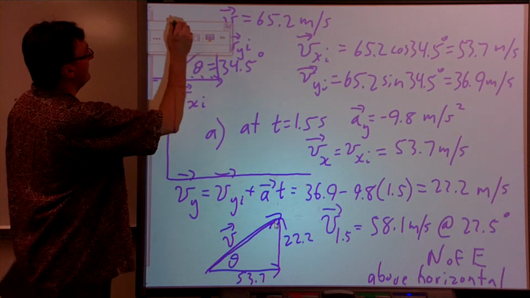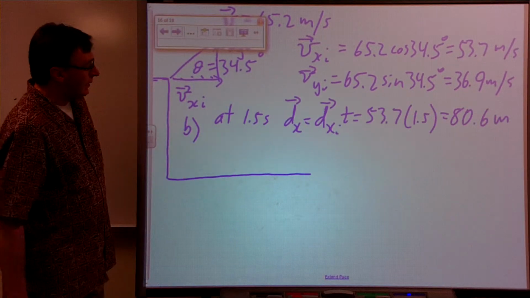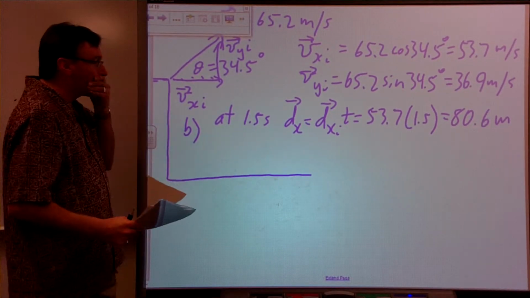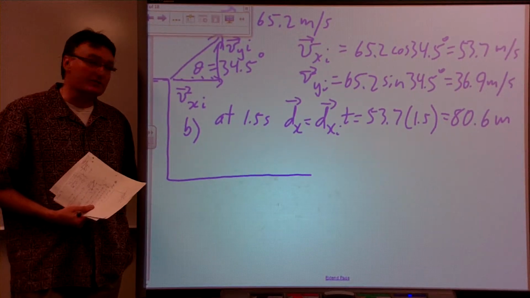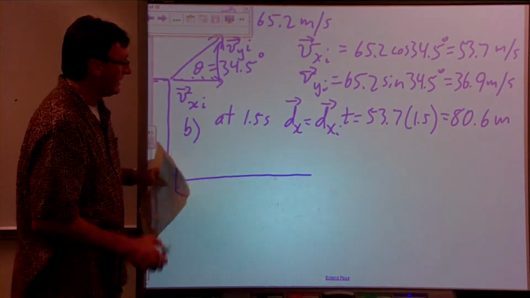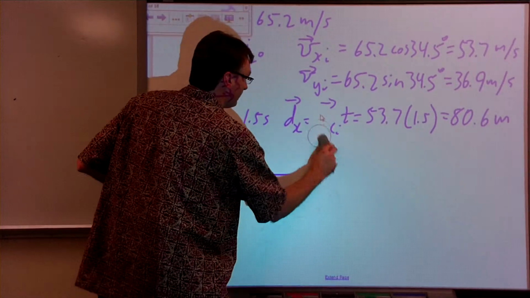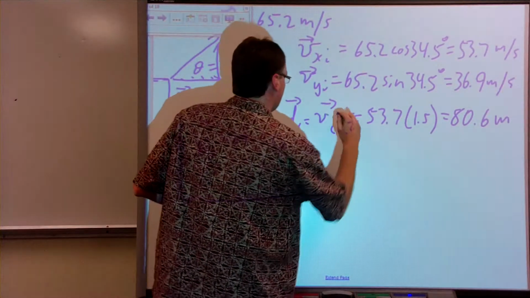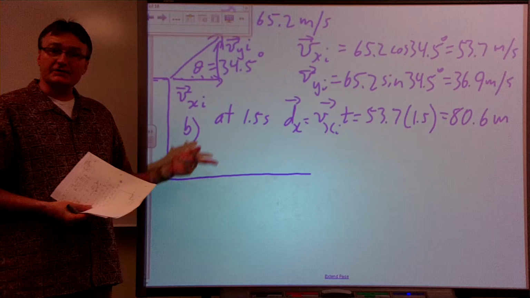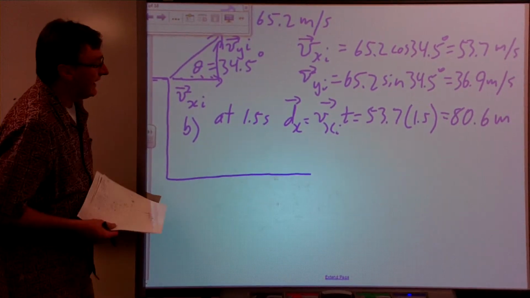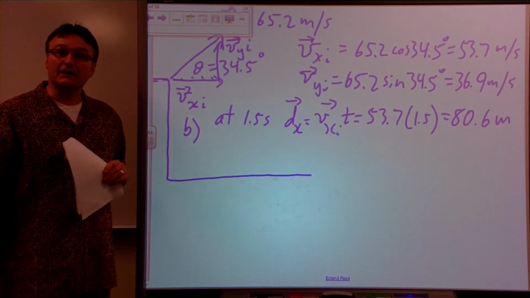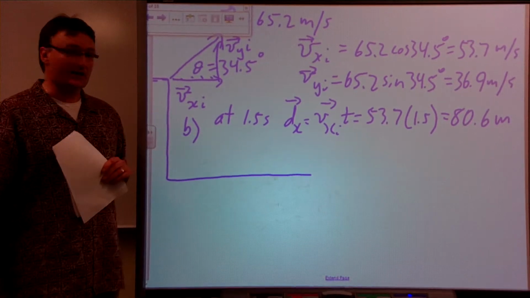And the second part now is what's our displacement vector now at 1.5 seconds. And so in the x direction, because there is no acceleration, we can just simply use displacement, or sorry, that would be a velocity times time. Let's change that right now. My apologies. That should be velocity times time. So that would be the initial velocity in the x direction times the time. And so that would be 53.7 times 1.5. So the displacement in the x direction is 80.6 meters.